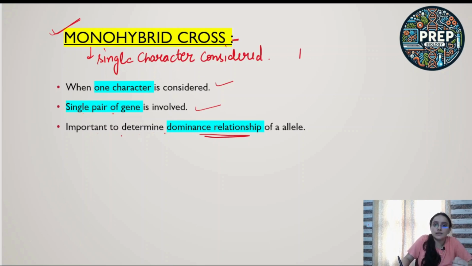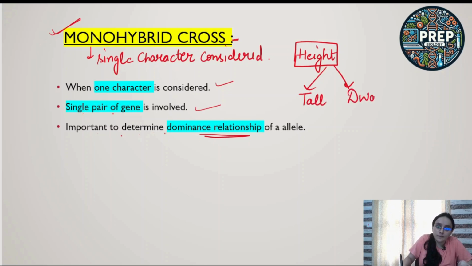So a monohybrid cross contains only one character. One character means, suppose we take the height of a plant. This is one character, and the traits of height are different. Some are tall and some are dwarf in nature. Now we do the monohybrid cross.